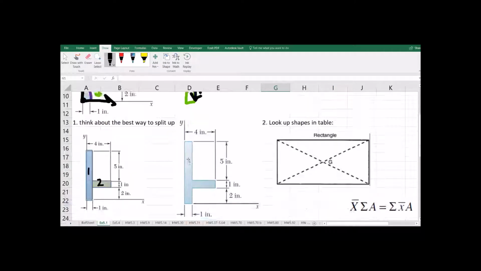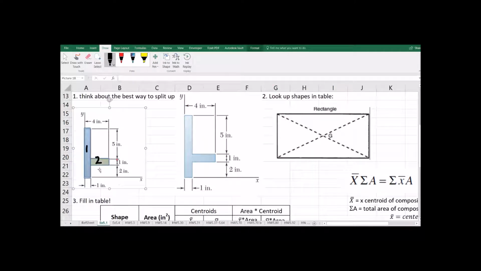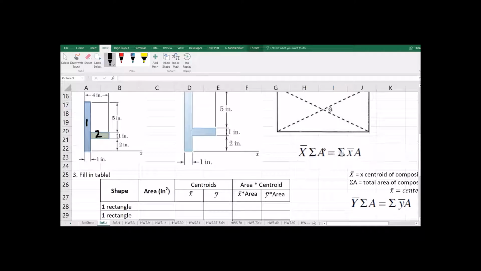Okay, so let's scroll down here. I've got some tables made for you. So we've split our object into two parts, 1 and 2, and we want to add up. And remember, it's a moment calculation, okay? So to get our overall centroid, the area ratio is the same as the force ratio.